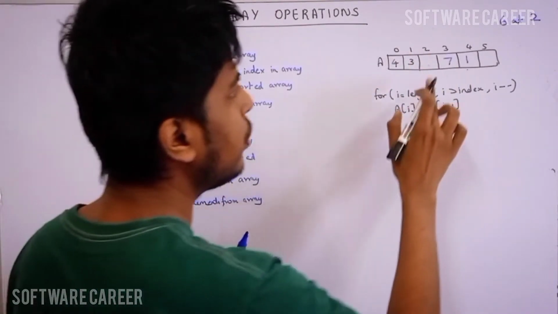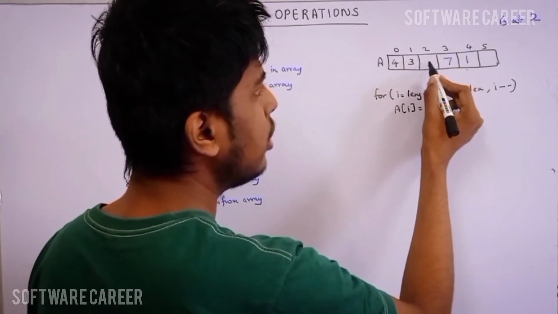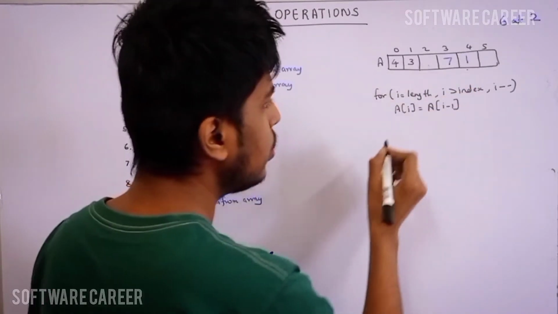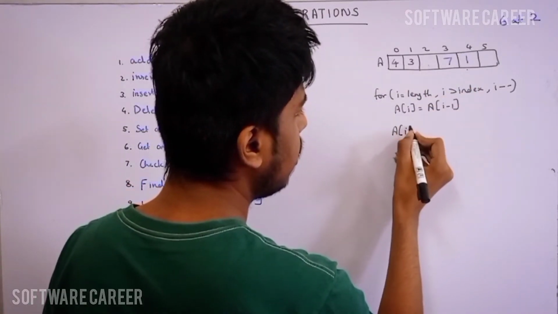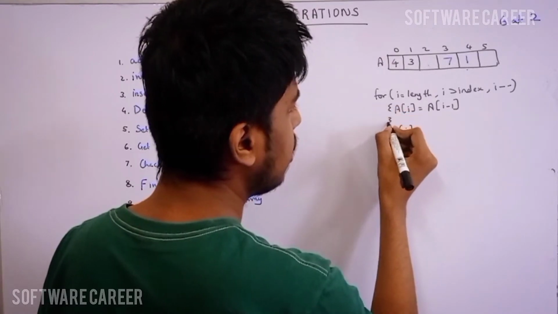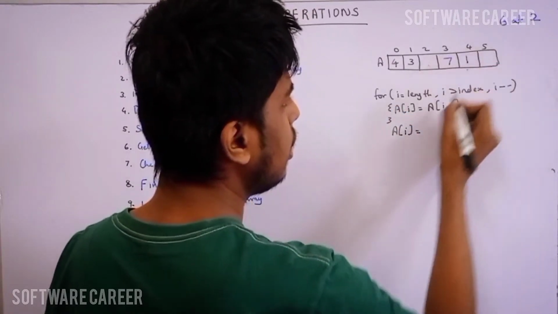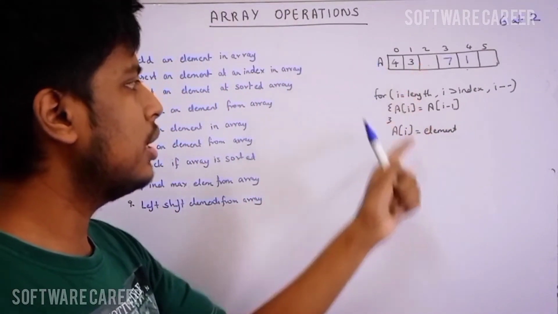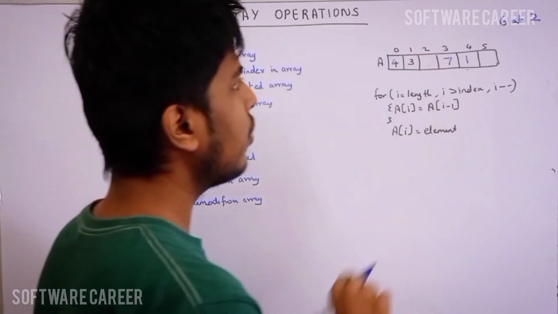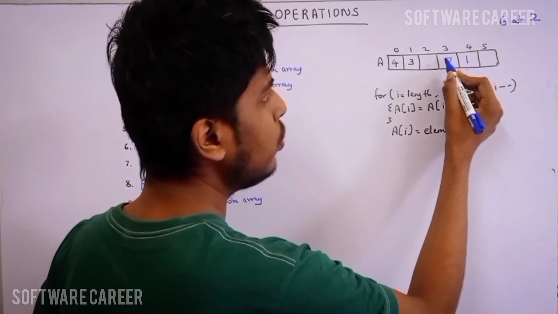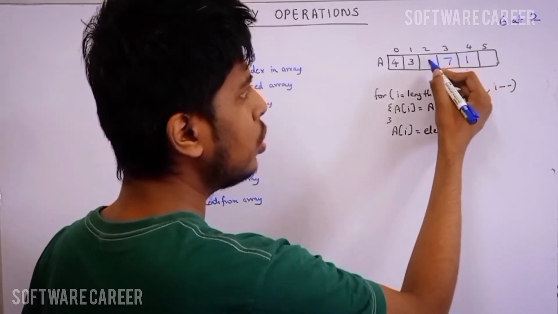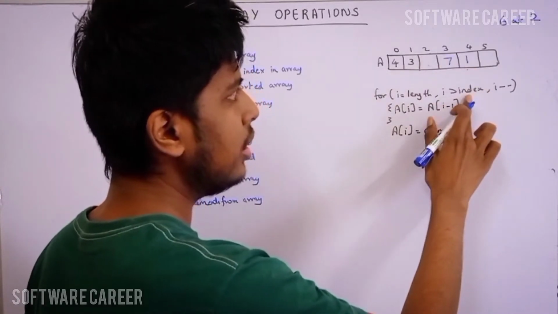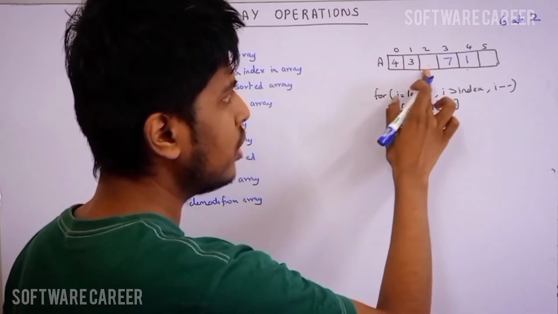Now I should fill the element 6 here. Now I traveled till this second index. So now I can write a of I equals to element. Why is a of I at index 2 now? Because first the index was at 4. I moved the element at index 3 to 4, then 2 to 3. Now I will be at 2. Then it will check whether I is greater than index. No, it's equal to index. So it stops over here.